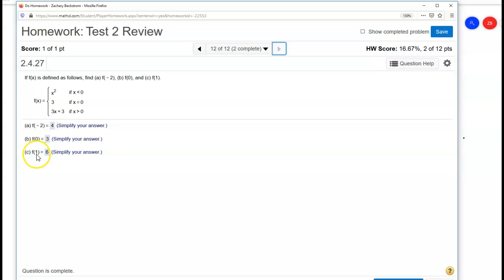And then the last one, f of 1, going down here, 1 is greater than 0, so we use this equation, which is basically going to be y is equal to 3x plus 3. We plug the 1 in. 3 times 1 is 3, plus 3 is 6. And that's how I got my 6.